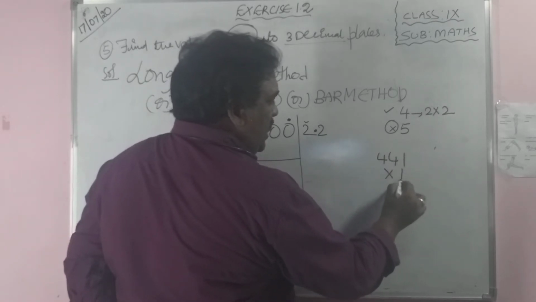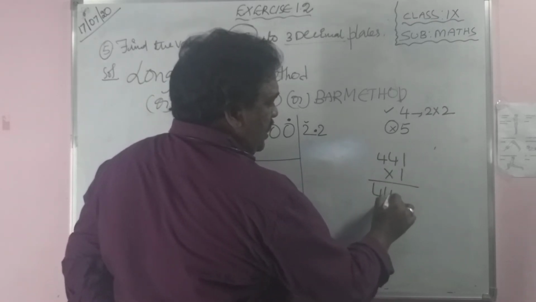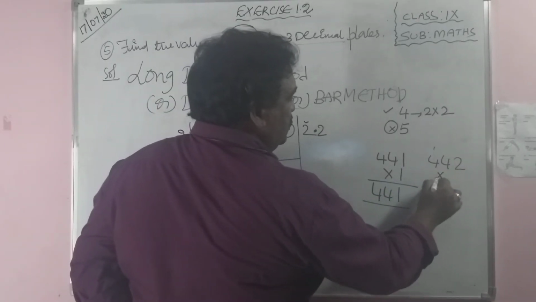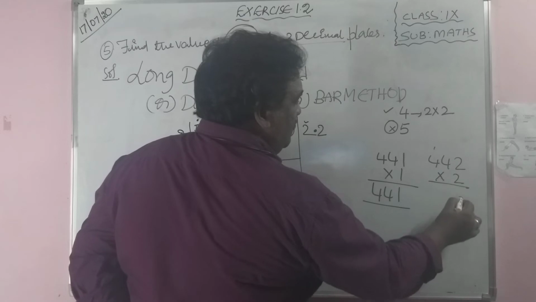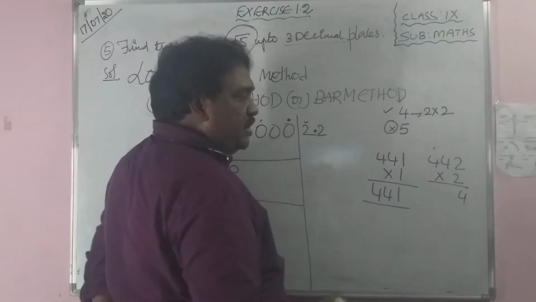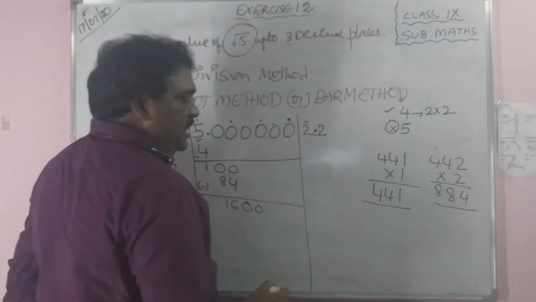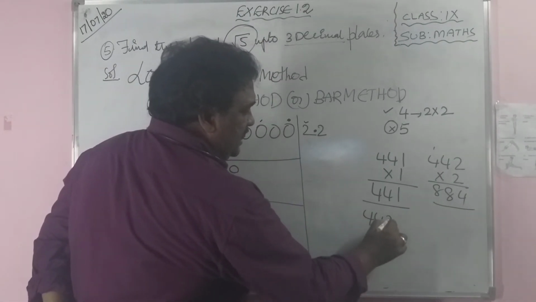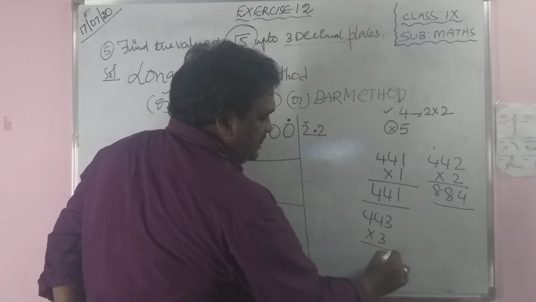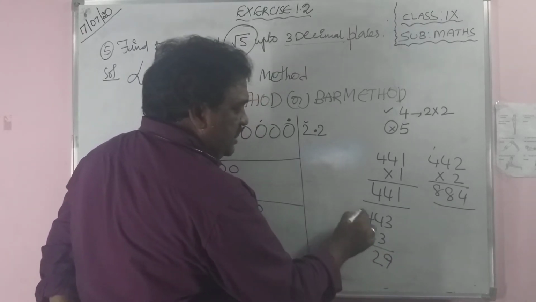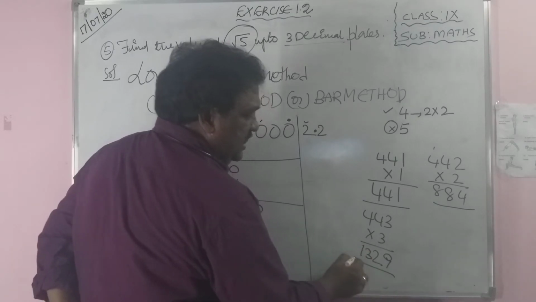441 into 1. How much? 441. Then 442 into 2. How much? Do multiplication. 2 2s are 4, 2 4s are 8. It is very small. 443 into 3. 3 3s are 9, 3 4s are 12, 12 and 1 is 13.